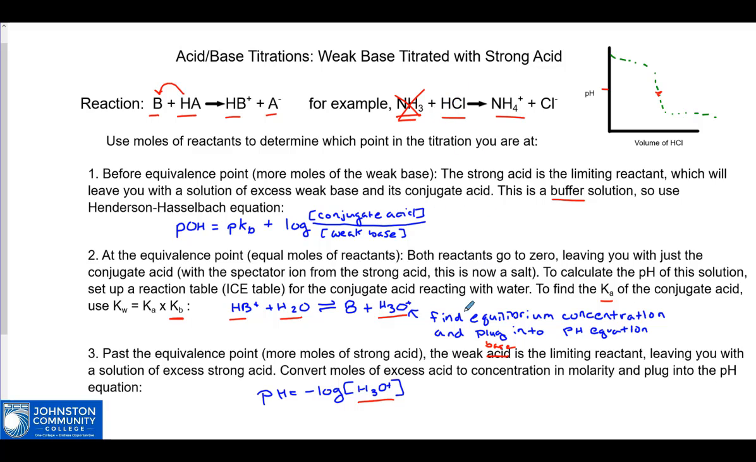Strong acids completely dissociate or ionize to make hydronium. So all you need to do is determine your moles of excess acid, convert them to a concentration in molarity, plug that molarity into your pH equation, and that is the pH down here, those very low pHs after the equivalence point. So let's go ahead and look at an example.